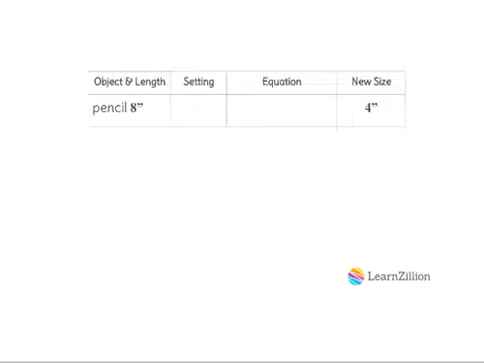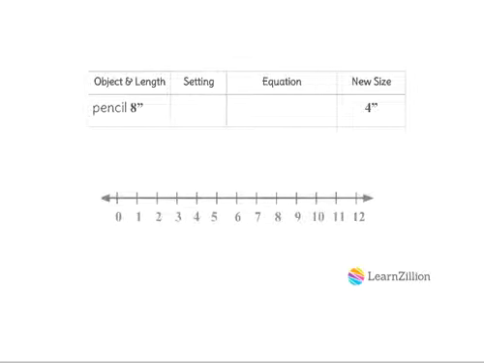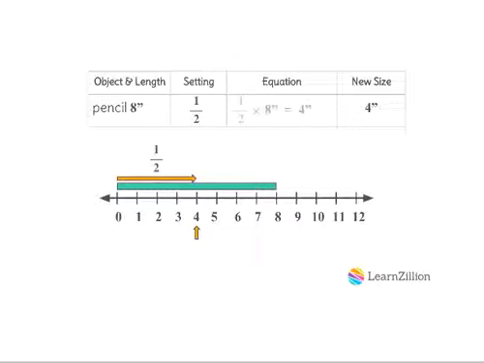Jacob's pencil is 8 inches long, and Jacob needs to decrease its size to 4 inches. So he knows he needs to multiply the 8 inches by a number less than 1. On a number line, he represents the 8 inches using a green bar. He realizes that 1/2 of 8 inches is 4 inches. Jacob can see that he needs to set the scale-o-matic dial to 1/2 as the scaling factor that decreases the pencil length from 8 inches to 4 inches. So he records the equation 1/2 times 8 inches equals 4 inches.